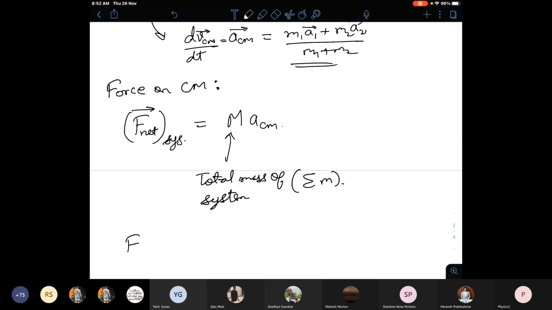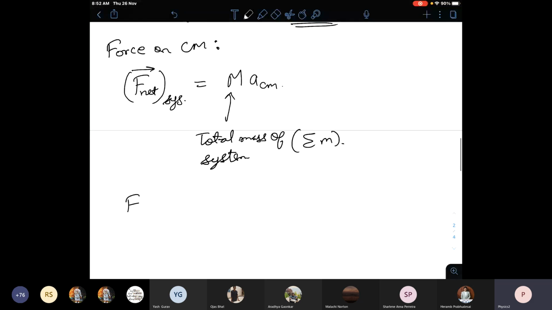Now, where were we? F net on the system, net force, can be defined as dp by dt. Just now, this is another type of derivation for getting the same result, that is F equals M A_CM.